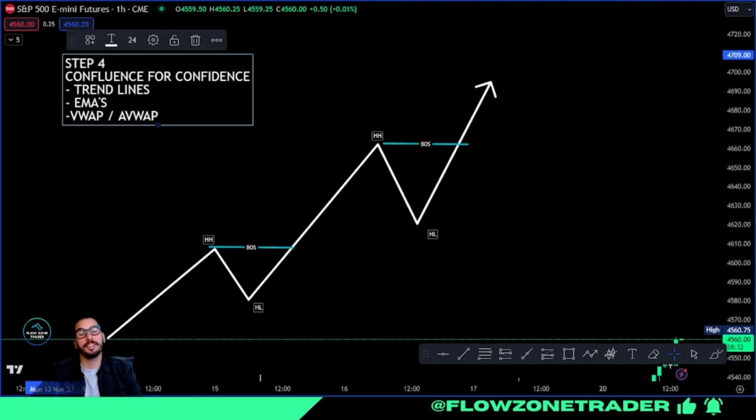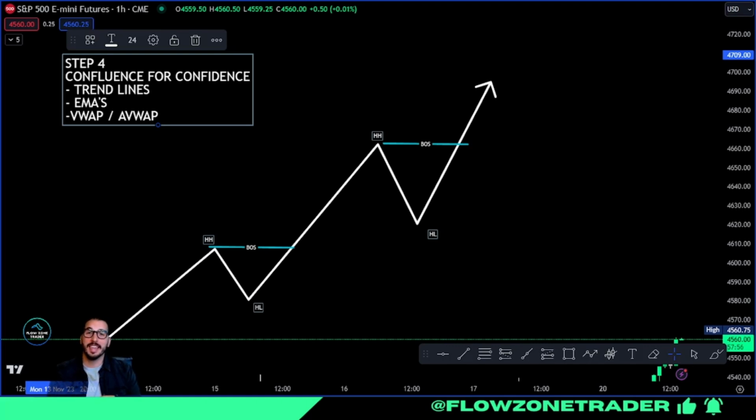Okay then, so on to step 4, which is simple. Confluence for confidence. Something I preach and I stick by. Once you've got your key areas marked out, you've got your demand or supply, you've got a potential flip block, or you've got S&R, or you've got an imbalance, or you've marked your fibs, any of these things that you're looking at, and you're waiting for price to come back in, and you're waiting for that market structure shift or change in character, what can you do to help you with confidence getting into the trade? Simple, isn't it? It's looking at key indicators to help build that confidence.